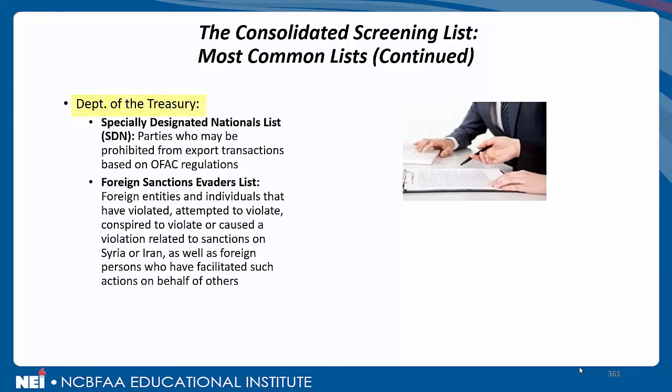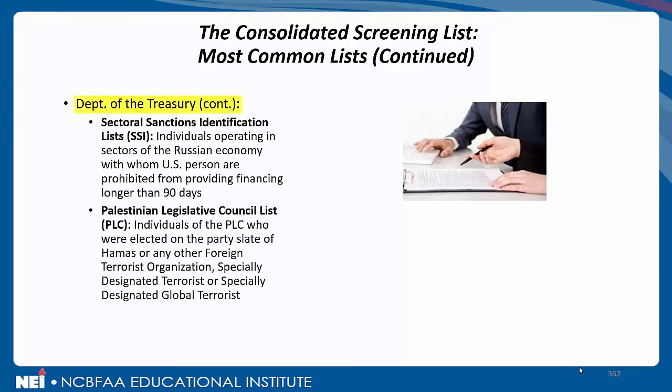Treasury, specially designated nationals list. Parties who may be prohibited from export transactions based on OFAC regulations. We talked about that a couple of times. We also talked about the foreign sanctions evaders list. Foreign entities and individuals that have violated, attempted to violate, conspired to violate, or caused a violation related to sanctions on Syria or Iran, as well as foreign persons who have facilitated such actions on behalf of others. This is a Treasury list. It's an OFAC list.